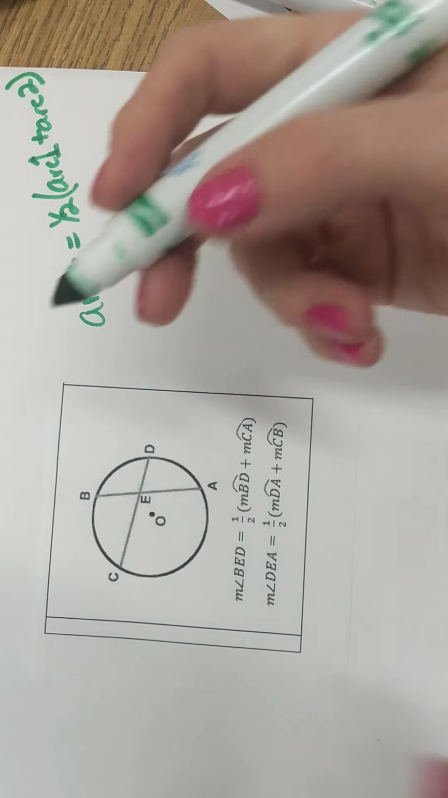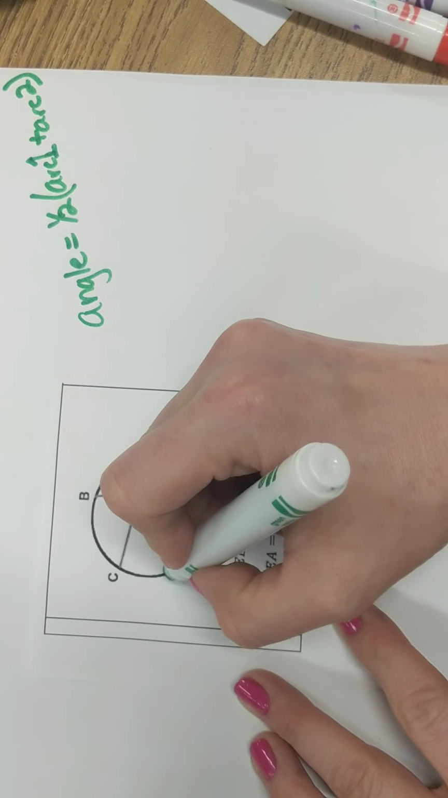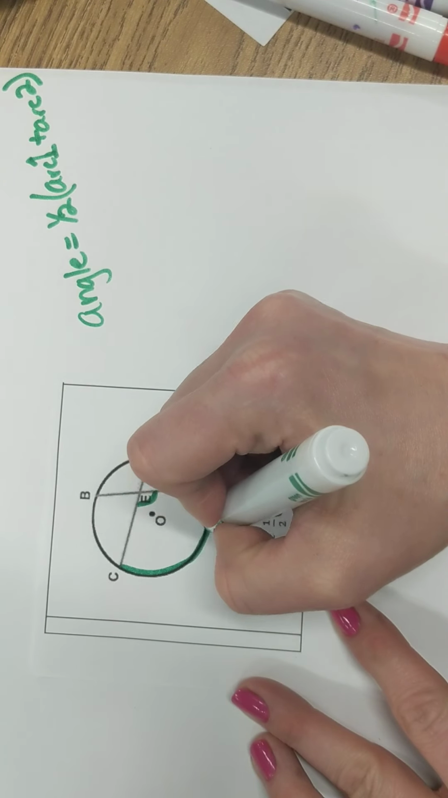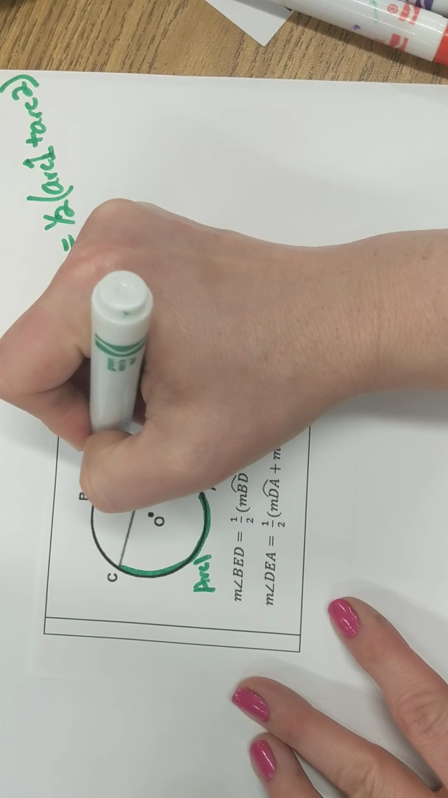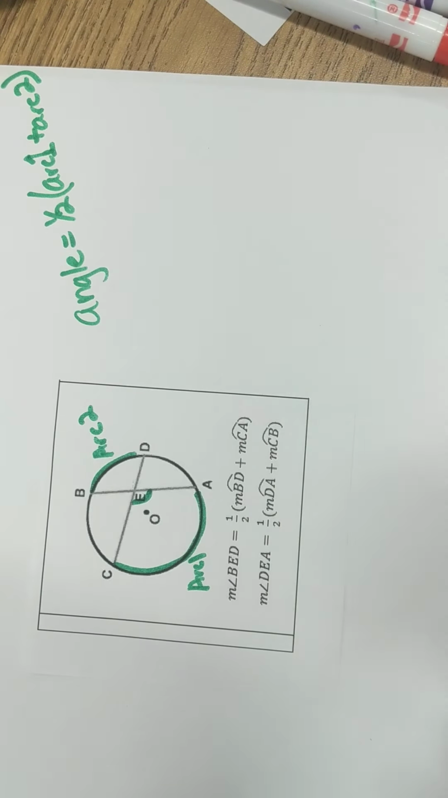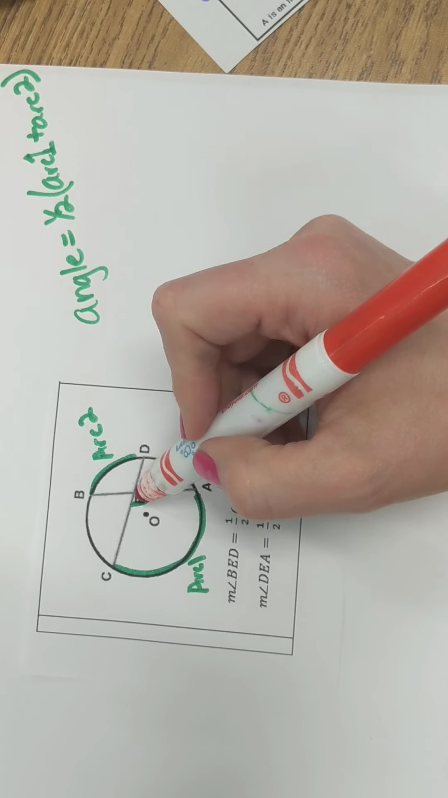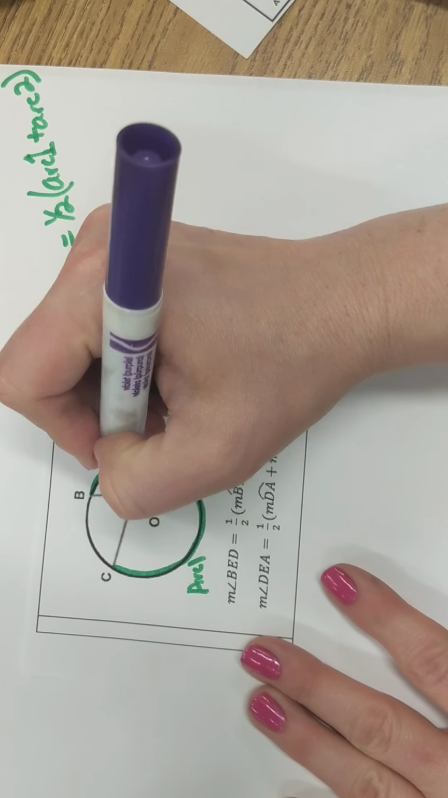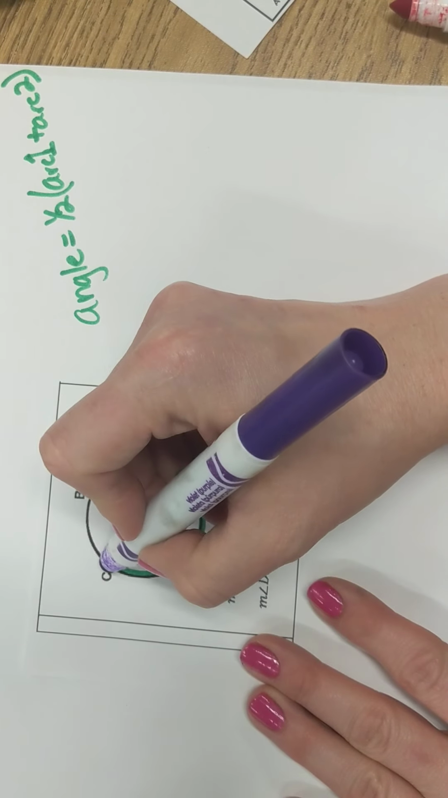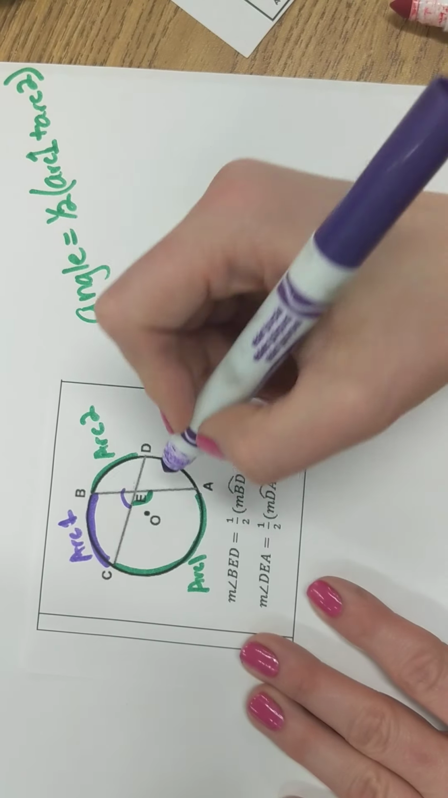So, for example, if I'm finding this angle right here, this would be arc 1, and this would be arc 2. So arc 1 is the one that would normally go with it, and then arc 2 would be the one that's with its vertical angle. Or if I'm finding this angle right here, the purple angle, this would be arc 1 for the purple angle, and this would be arc 2.